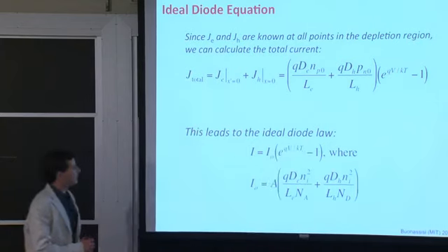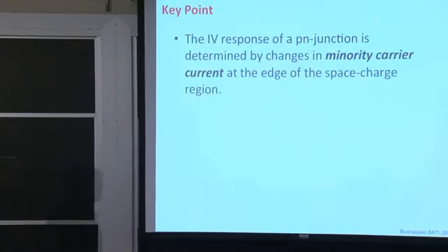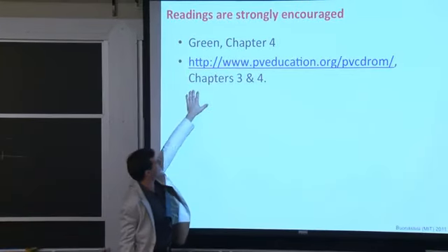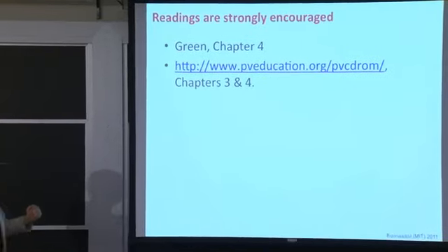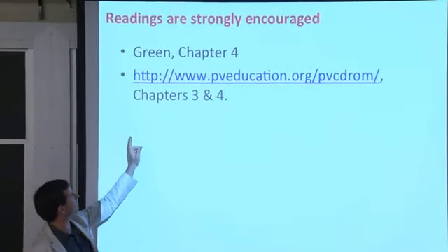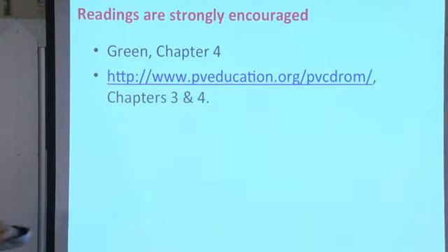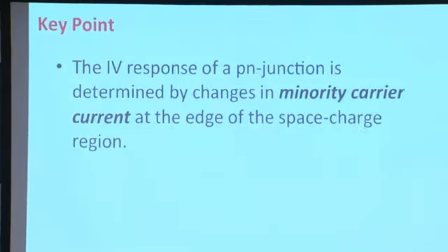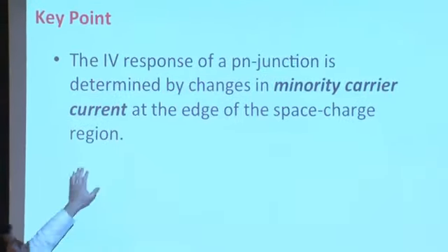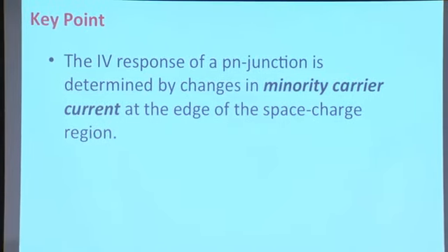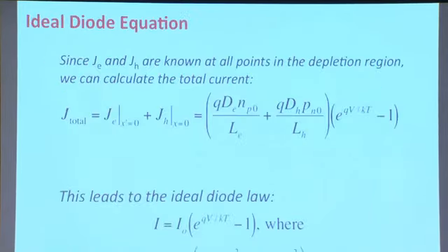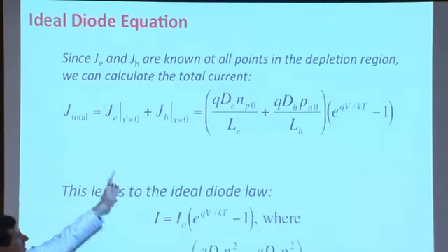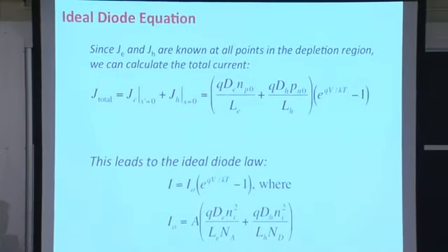So again, this we really need to go home and study. And if you'd like to do this pictorially, I provide you that link right there so you can see it visually. If you're more of a math type, chapter 4 in Martin Green is probably the best place to go. And the important thing to keep in mind is that in the PN junction, the current flow across that junction is determined by the minority carrier current flow at the edge of the space charge region. And that's why we wind up with the exponential relation between voltage and current.